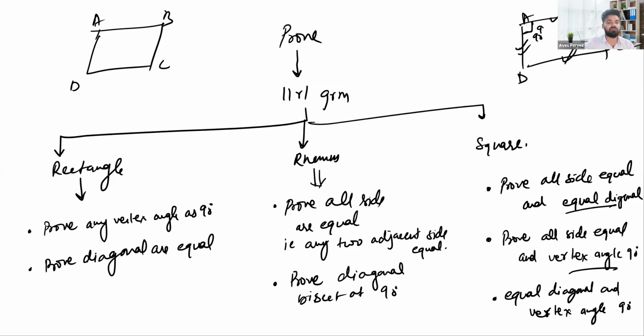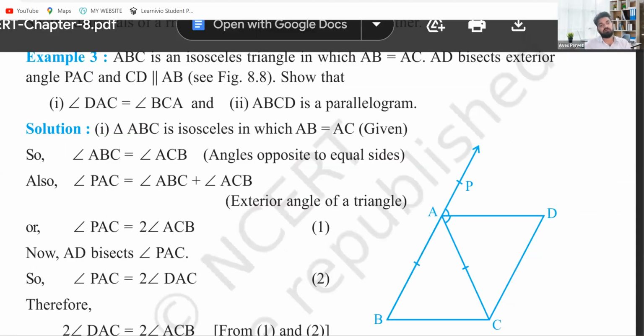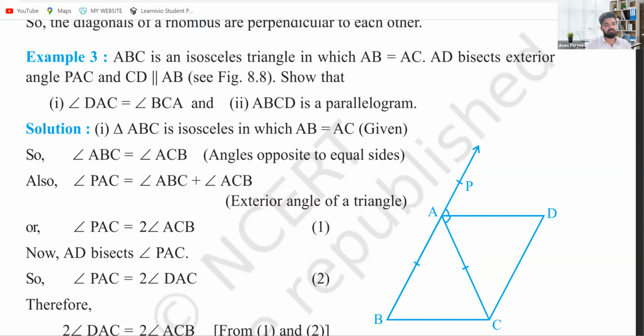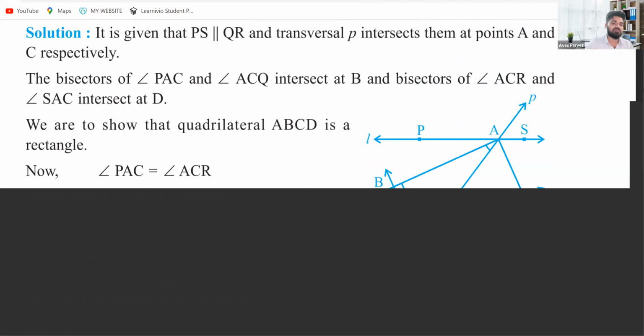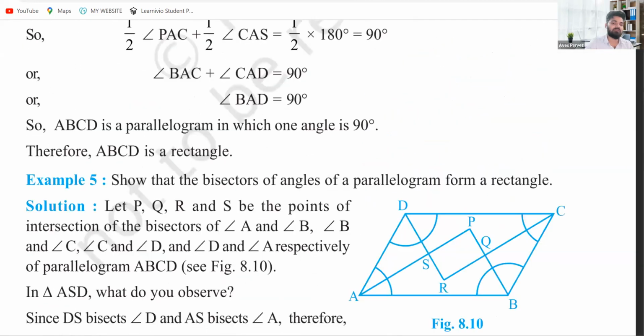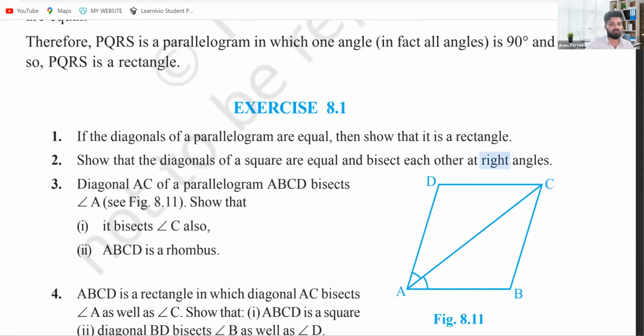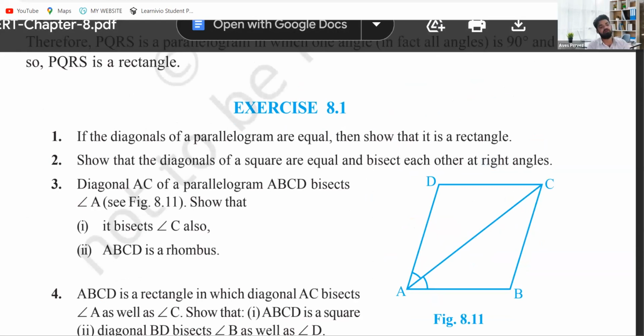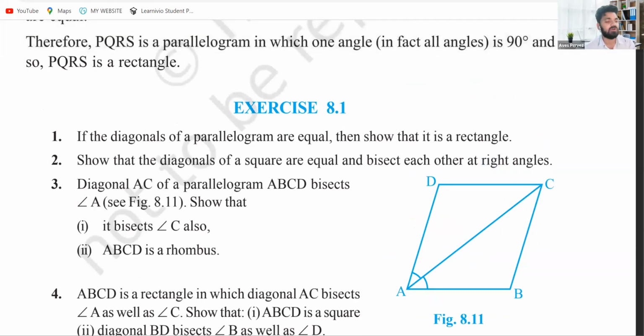Let's have this question. Draw this figure. Let's start with this easy one. Do question number one. Note down question number one: if the diagonals of a parallelogram are equal, then it is a rectangle. You need to prove that it is a rectangle.